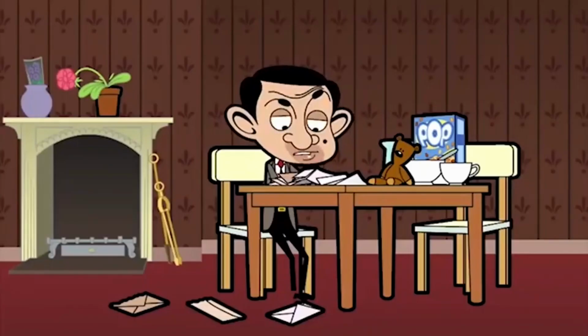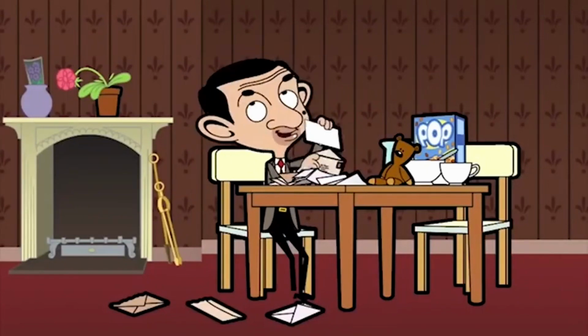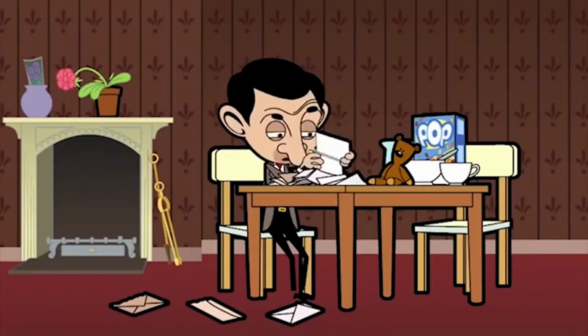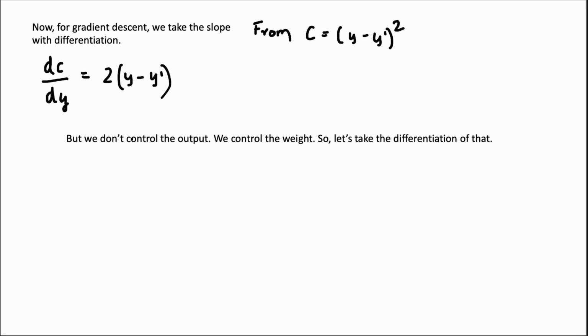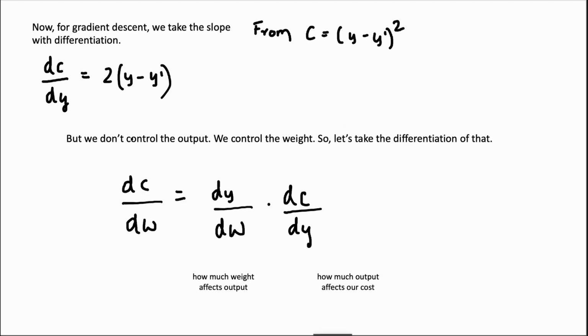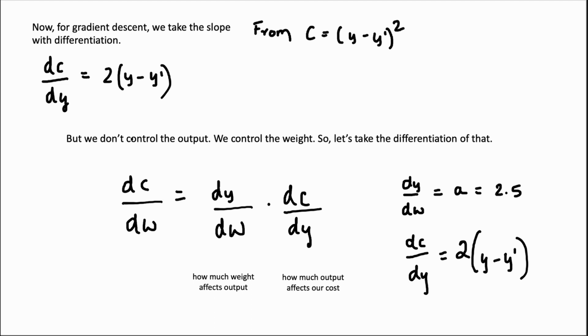Now the thing is, we don't have control over the output, do we? So we don't need to differentiate with y. We have control over the weight, so we need to differentiate dc by dw. When we do that, we've got to break it down with the chain rule, of course, which makes it 2 parameters. That is, the first one, how much the weight affects our output, and how much our output affects our cost error. So dy by dw, how much weight affects our output, is just the input, which is 2.5.